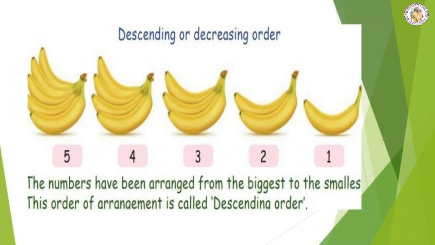The next one is descending or decreasing order. See the arrangement of bananas. You can see the 5 bananas are kept first, and next 4, 3, 2, 1. Yes, it is decreasing. It decreases from the biggest to smallest. The numbers have been arranged from the biggest to smallest. This order of arrangement is called a descending order.